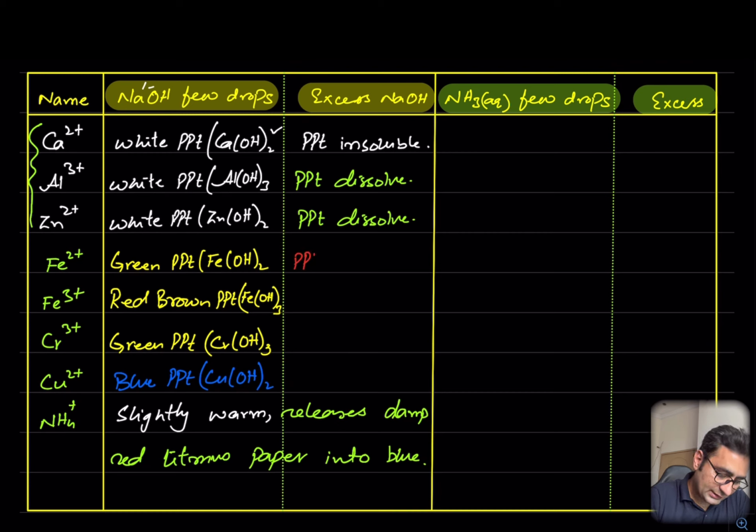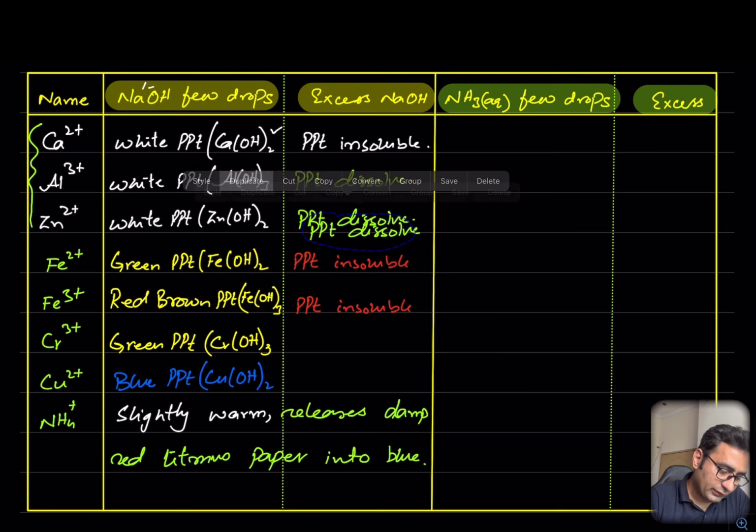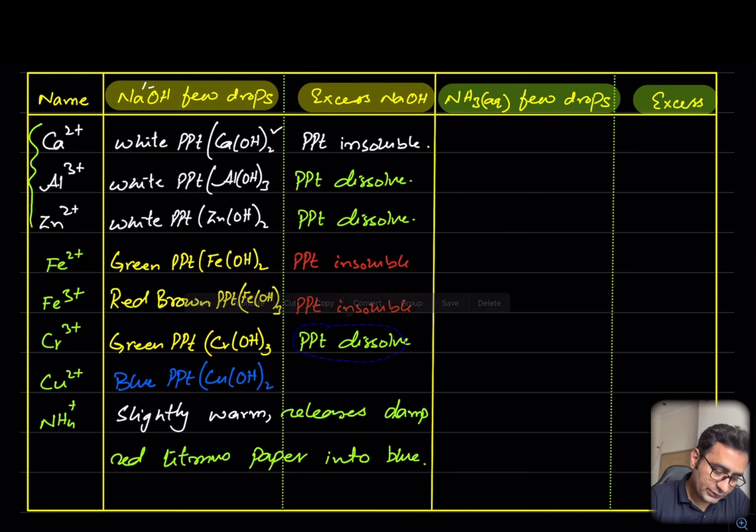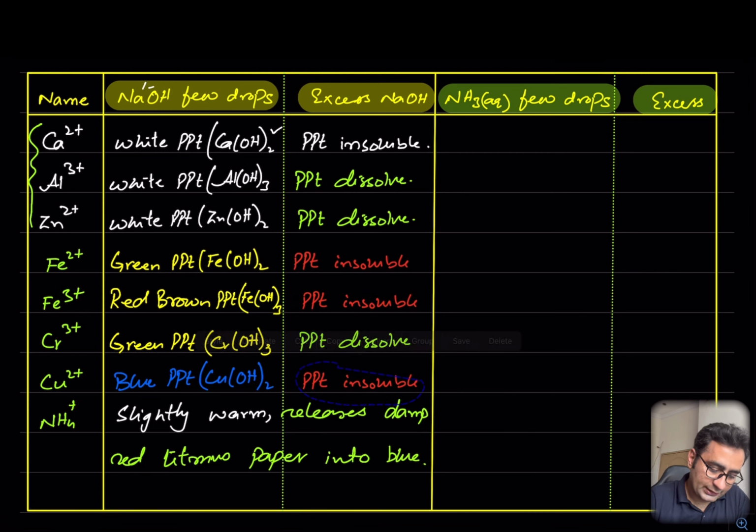For green PPT, they will be insoluble. And red-brown PPT of iron 3 positive, they will be insoluble. But in the case of chromium, PPT dissolves in excess sodium hydroxide. And in the case of copper, PPT does not dissolve, it remains insoluble. So this is a color change or PPT dissolve when you add excess NaOH.